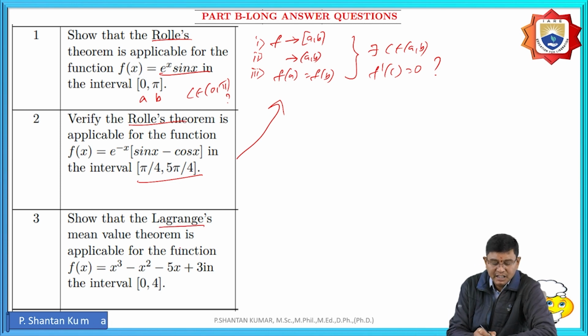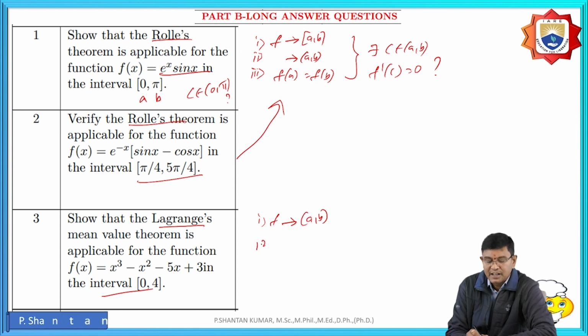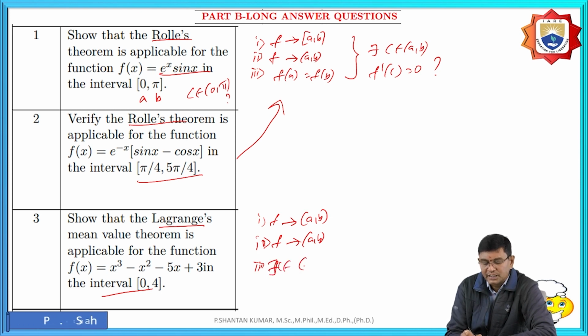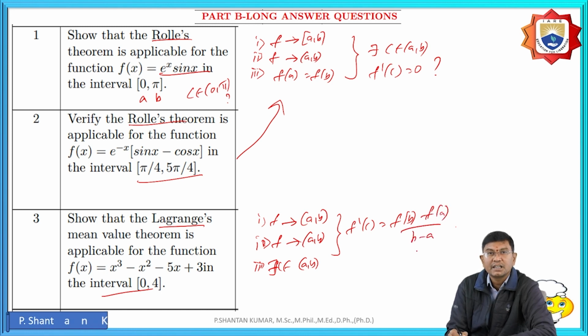Lagrange's theorem is nothing but based upon the first condition: f is a continuous function in the closed interval a comma b. Second condition: f is differentiable in the open interval a comma b. And again the third condition, what is that? Then there exists c belonging to a comma b such that f dash of c is equal to f of b minus f of a by b minus a. That is the condition.